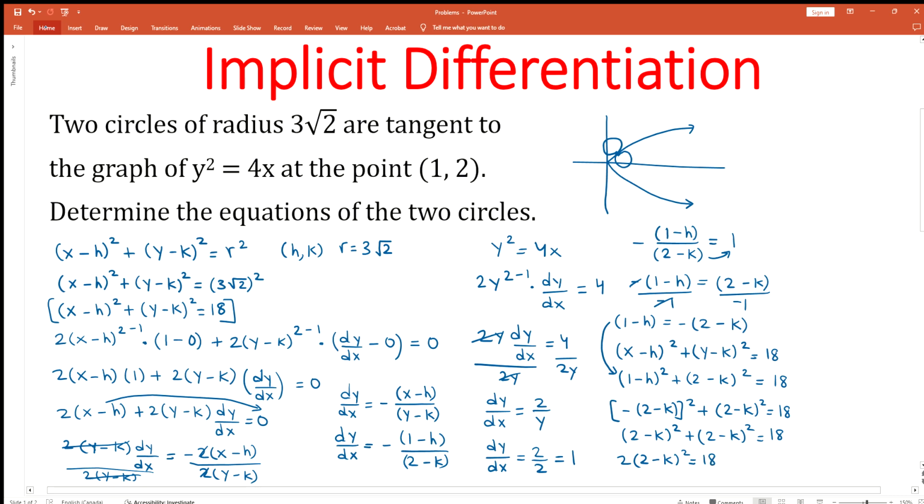We have to solve for k. We should divide both sides by 2. 2 minus k square equals 9. Next, we can apply square root to both sides. We get plus minus, so 2 minus k equals plus minus 3. Now we should analyze the positive and the negative case separately.